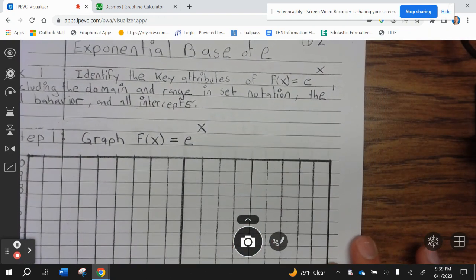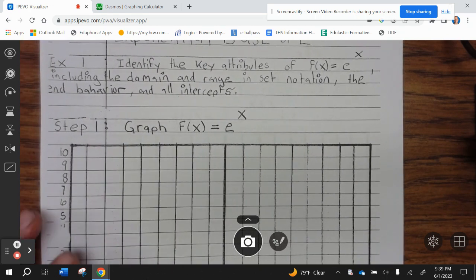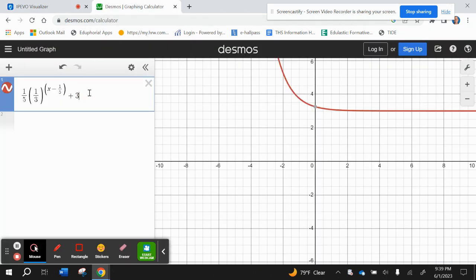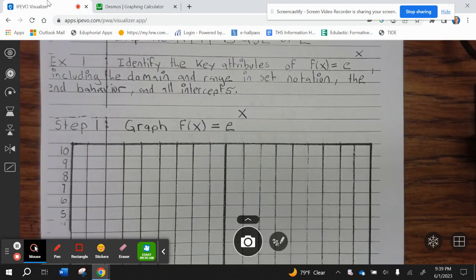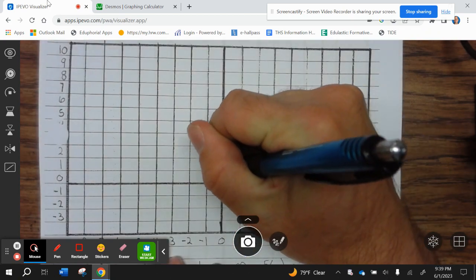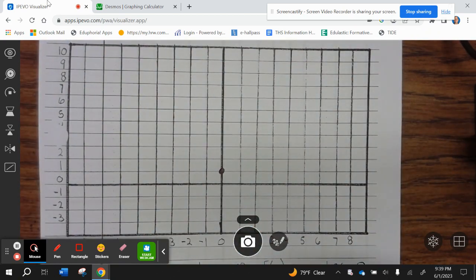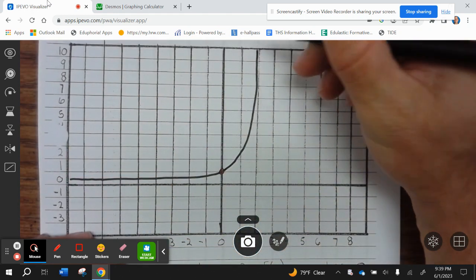All right, example one: identify the key attributes of f of x equals e to the x, including the domain and range in set notation, and the end behavior and all intercepts. So graph f of x equals e to the x. Let's go to Desmos. I believe we can just use the letter e to the x. Yes, perfect. All we really need is that point right there, 0, 1, and we can see the curve like so. And then our curve goes along here.